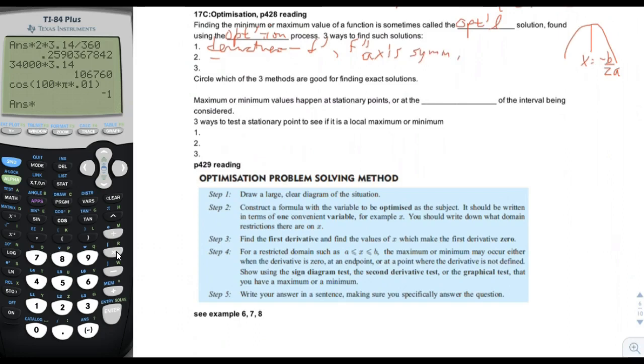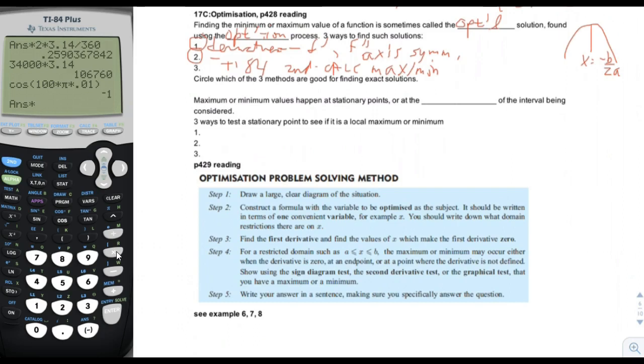So we could use the axis of symmetry if it's a quadratic. And then the last option would be the calculator. We could graph it and then use the TI-84, and use the function second calc maximum or minimum, and then we can also find the optimal solution. So there are at least those 3 methods. Circle which of the 3 methods are good for finding exact solutions. The first 2, derivatives and the axis of symmetry, find the exact solution. Using the calculator doesn't necessarily find the exact solution.